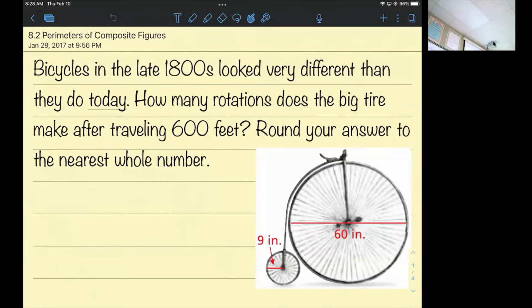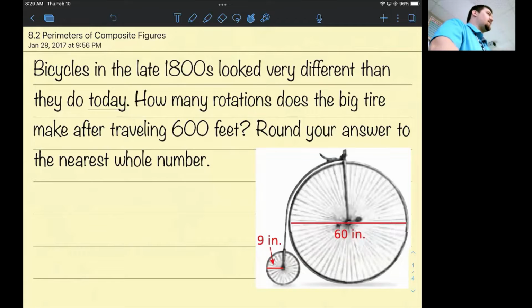All right, so section 8.2, perimeters of composite figures. This is a very short lesson because there's really no new material here. You're going to be finding the distance around composite shapes, which we'll look at in a second what those actually are. They're just shapes that are made up of other shapes. So I'll give you some examples of what that could look like.